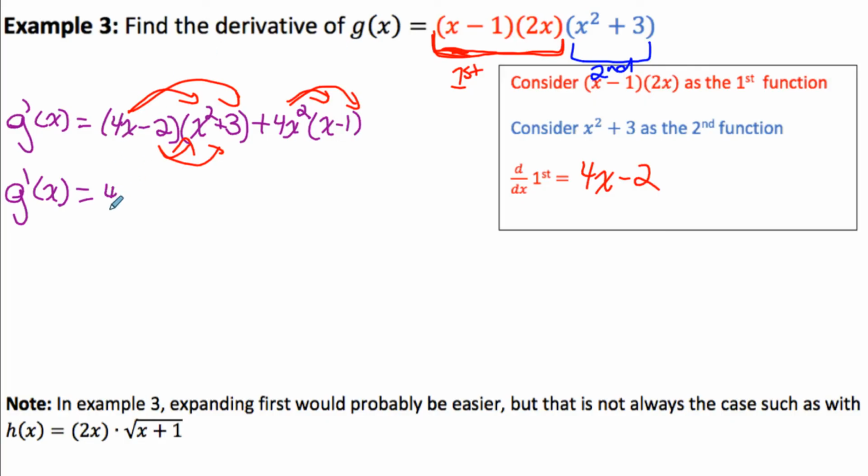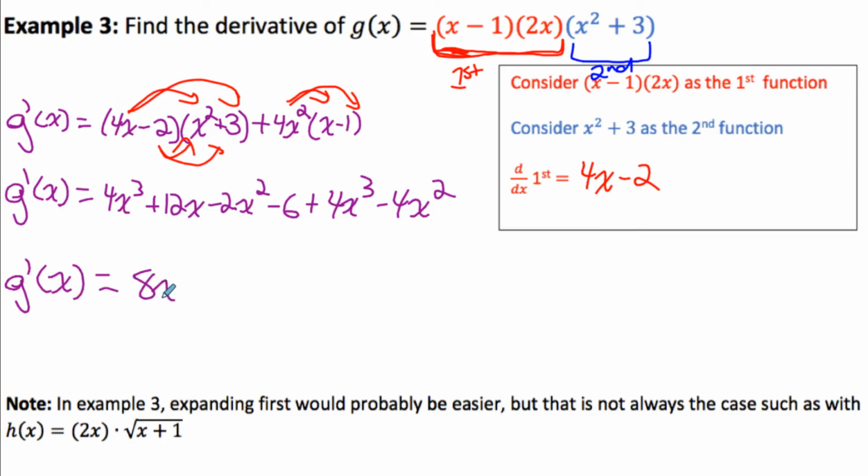So 4x cubed plus 12x minus 2x squared minus 6. Now I'm doing this product plus 4x cubed minus 4x squared. And now collect my like terms. I have 8x cubed, a negative 6x squared, and I have a 12x and a negative 6. So there we go. We could have also just expanded this all out completely before doing any derivative, and then just used the power rule, and that would have been fine too.